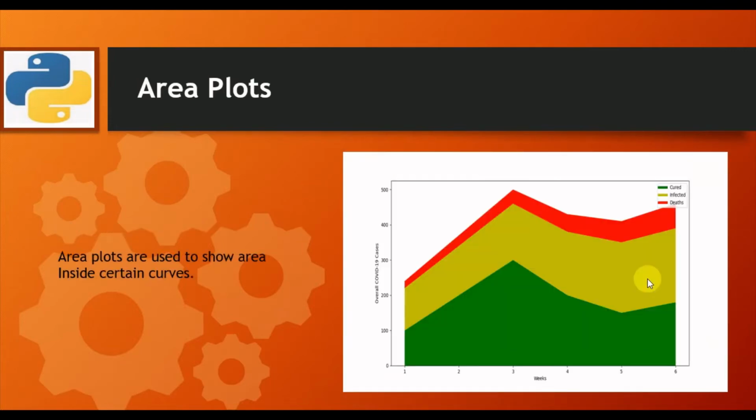Now the last one is the area plots. As the name indicates, the area plot is indicating the area between certain curves. It is also known as stack plots. So let's assume that I want to plot the area plot between the weeks and the number of COVID-19 cases reported. So the graph has been plotted between the two axes, and as shown in the figure, the area under the graph is represented by different colors.